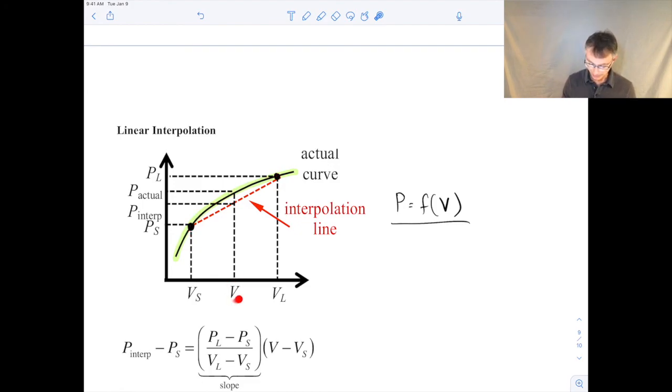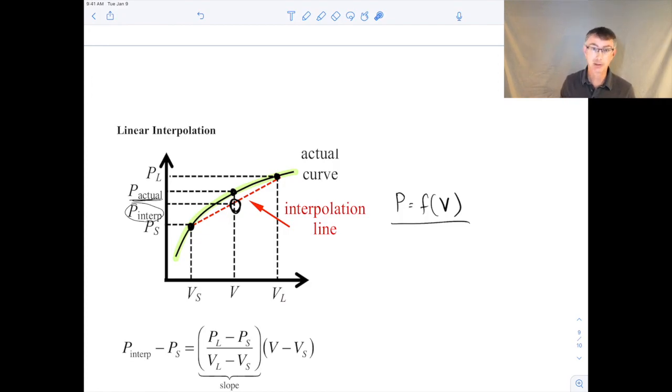Now, let's say I want to get the property at some intermediate value here. Now, the real value of the property is right there, right? Because it's right on the curve. So here's the actual value of the property. When we linearly interpolate, we're just going to approximate this real curve with a straight line. That's the dashed line. That's the interpolation line. And so when we interpolate, what we're actually getting is this value here, the interpolated value. It's not exactly right, but it's pretty close. And if our V_S and V_L are pretty close together, then our approximation gets better and better.